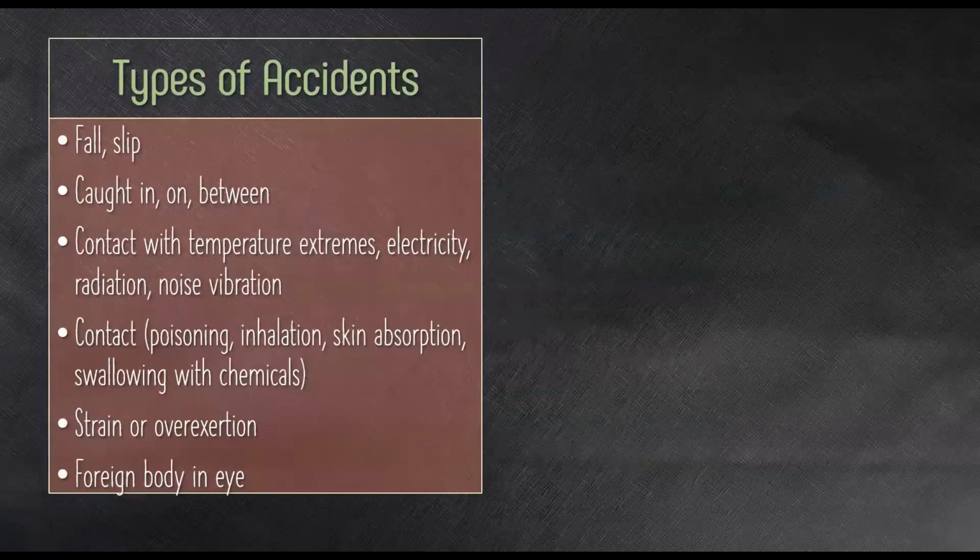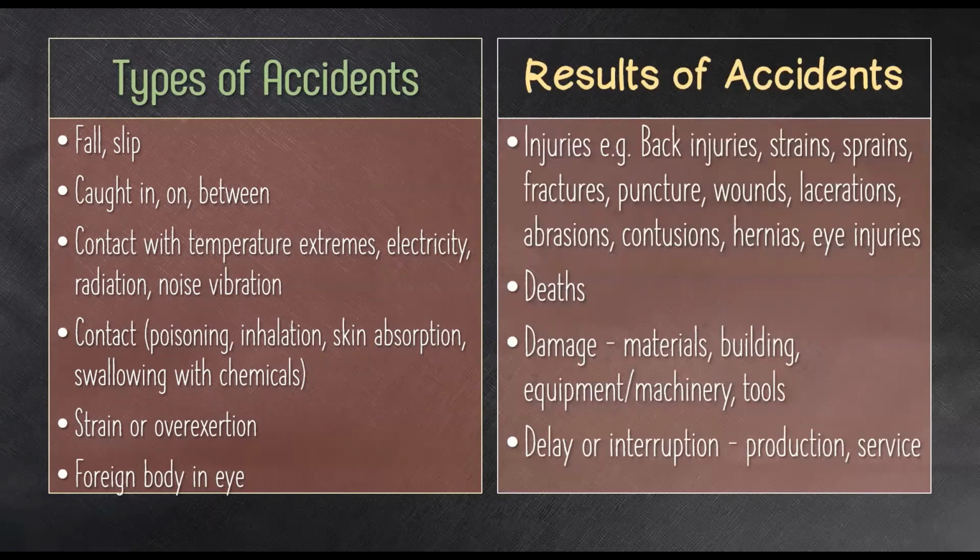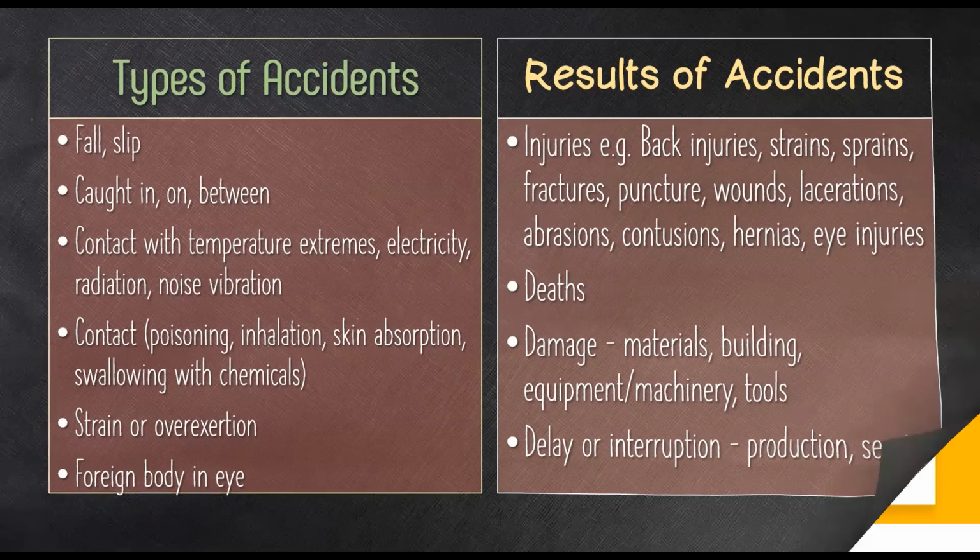Now, there are types of accidents such as fall, slips, caught on, in, or between. So, examples, foreign body in eye, strain or overexertion. And results of accidents, of course, pwedeng occupational injury, pwede magkaroon ng cuts, fractures, amputations, back injuries, strains, sprains, and even death. Or pwede din damage to property. Okay? Or another delay in production or service when accidents happen.